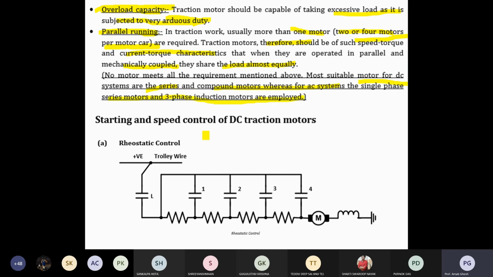Okay, now you have to think about the starting and the speed control of a DC traction motor. So first we should think about rheostatic control. Rheostatic control means, you can understand that plus V means the trolley wire, from where you are collecting the electricity, that is your pantograph. Then different contacts are there, called contactors.